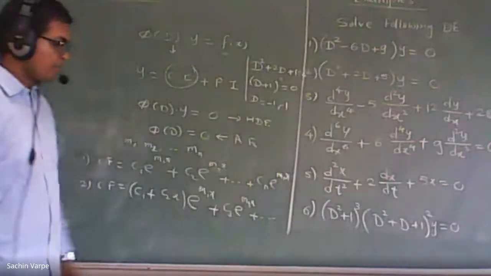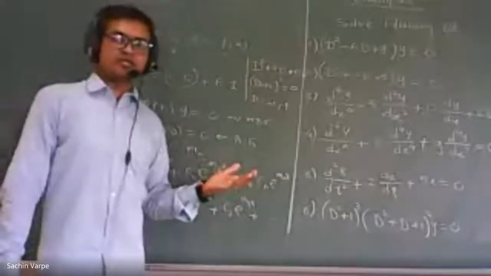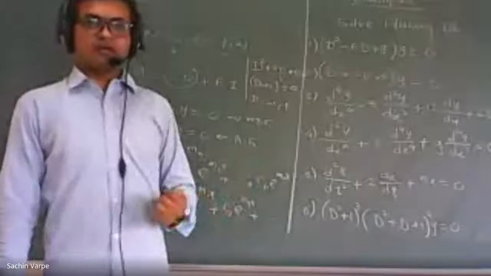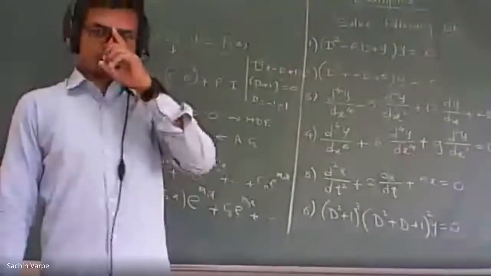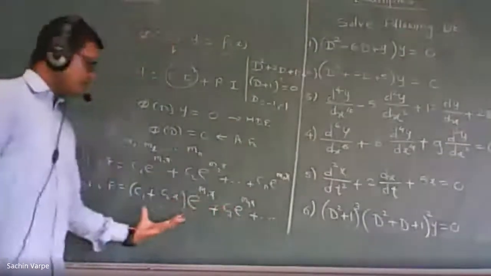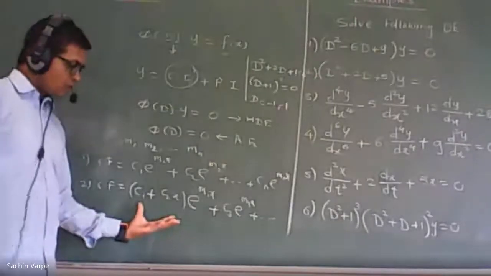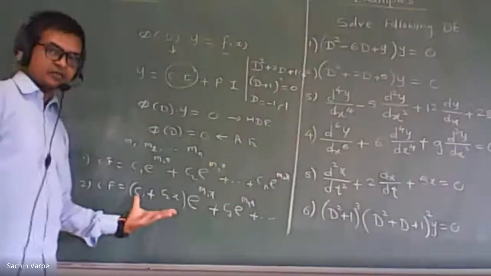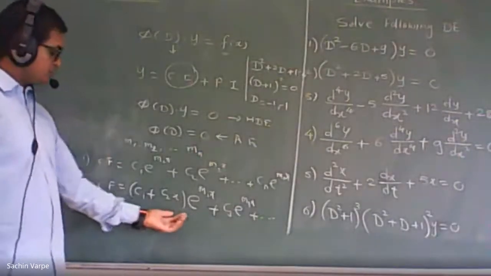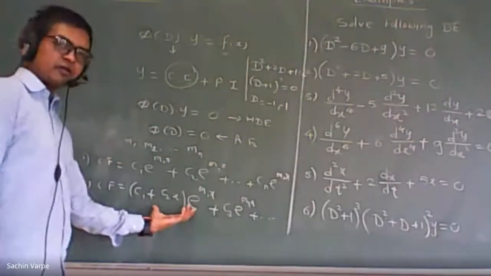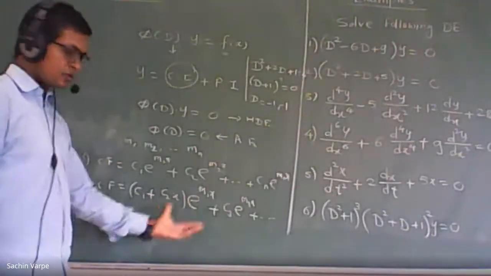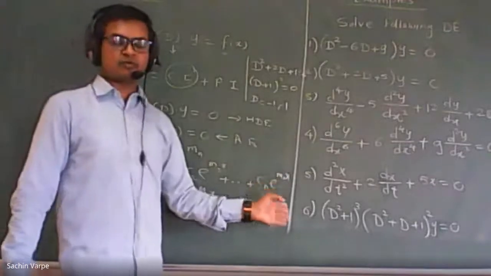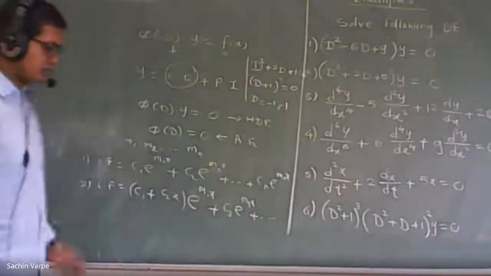Remember, it may be the case that mixed roots are there, that is, roots may be real and complex also. So in that case, you have to write the complementary function as a mixed case, that is, the complementary function formula for real repeated roots and the complementary function formula for complex roots.